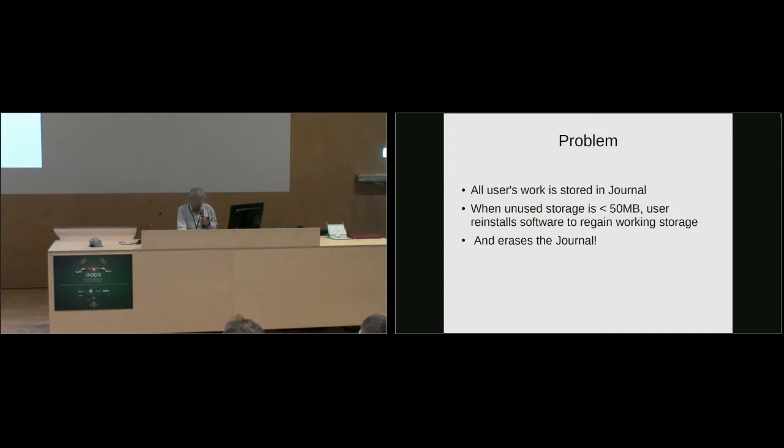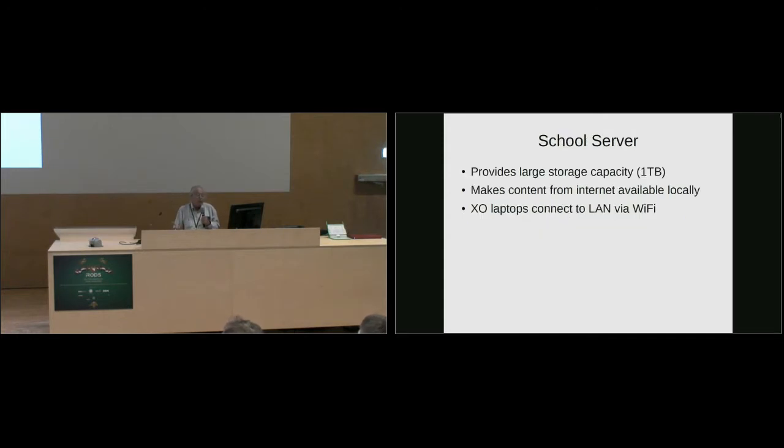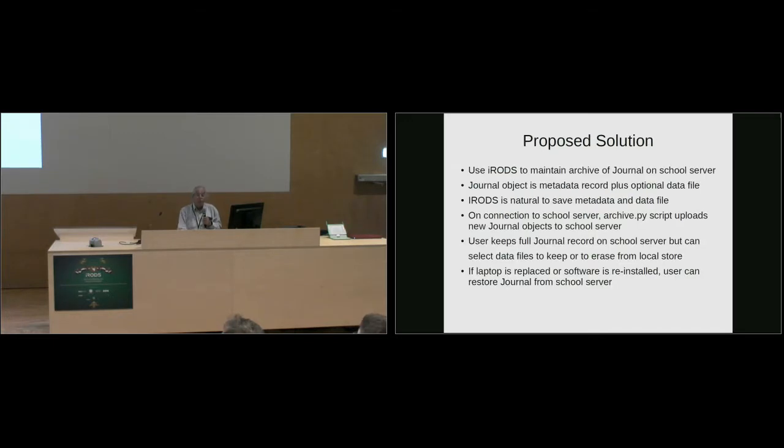So the school server, we have a terabyte, plenty of space, and we can connect to it. So here's what we're looking for as a solution. We want to archive the journal, not back it up, archive it on the school server. The difference is that right now we do have a backup program, but it only backs up content that's actually in the journal. So when it does an rsync, it deletes everything in the backup that isn't now in the journal. So if you lose something from the journal, you're dead.